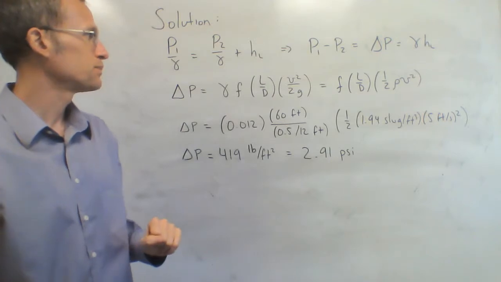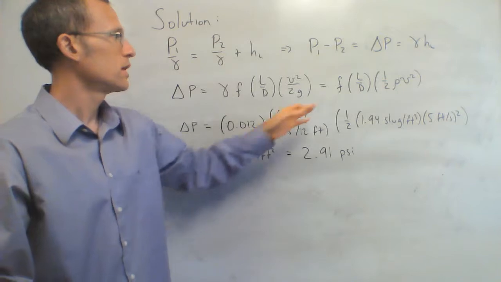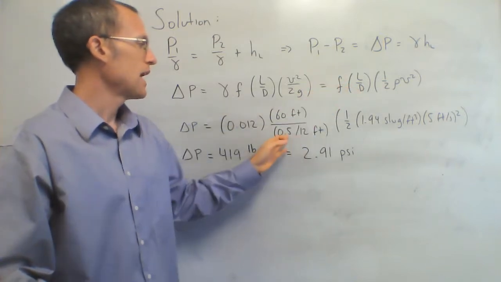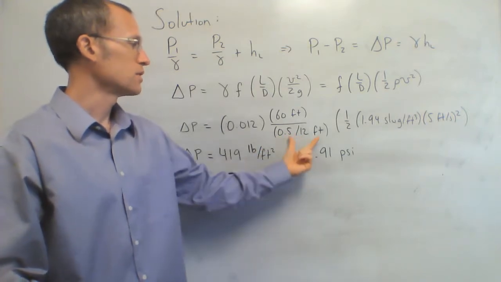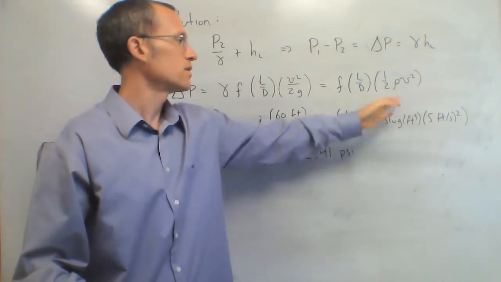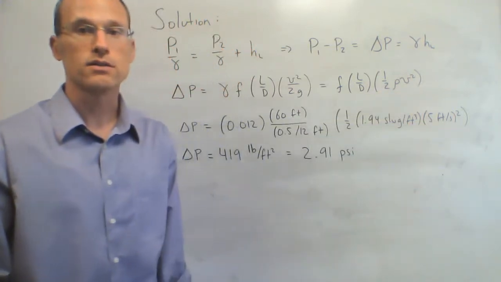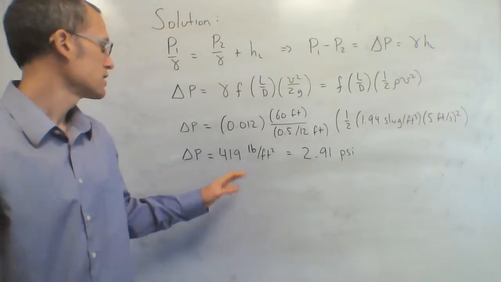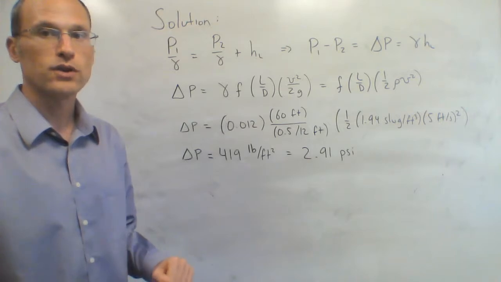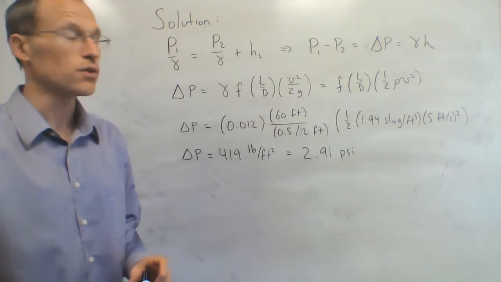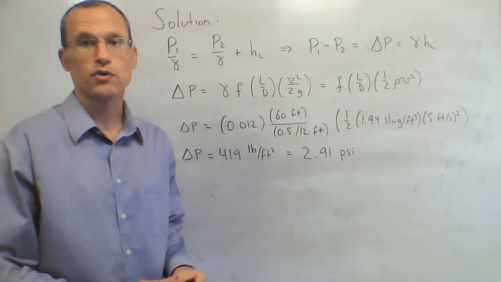V squared inside there. So change in pressure is F 0.012, L 60 feet, diameter half an inch, but I want that in feet, so half an inch divided by 12 gives me proper units. And then 1/2 density of water, 1.94 slugs per cubic foot, and my velocity of 5 feet per second squared. That gives me a grand total pressure difference of 419 pounds per square foot. Divide that by 144, gives me 2.91 psi as the pressure difference across the length of the hose.